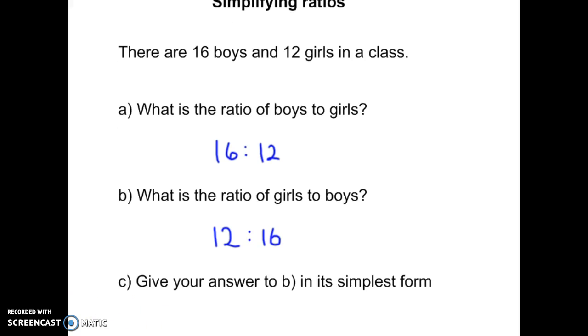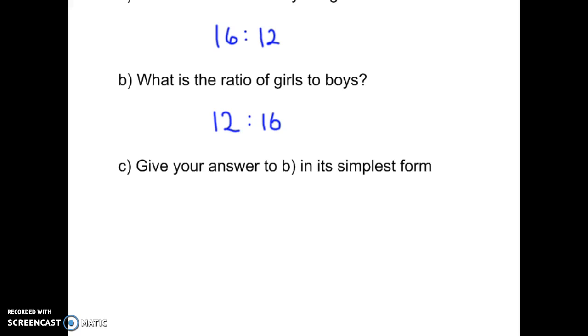Now, looking at the third part, what's the answer to part B in its simplest form? So we're going to use the same sort of maths that we use for simplifying fractions or simplifying ratios. So look at the 12 and the 16 and think, what goes into both.